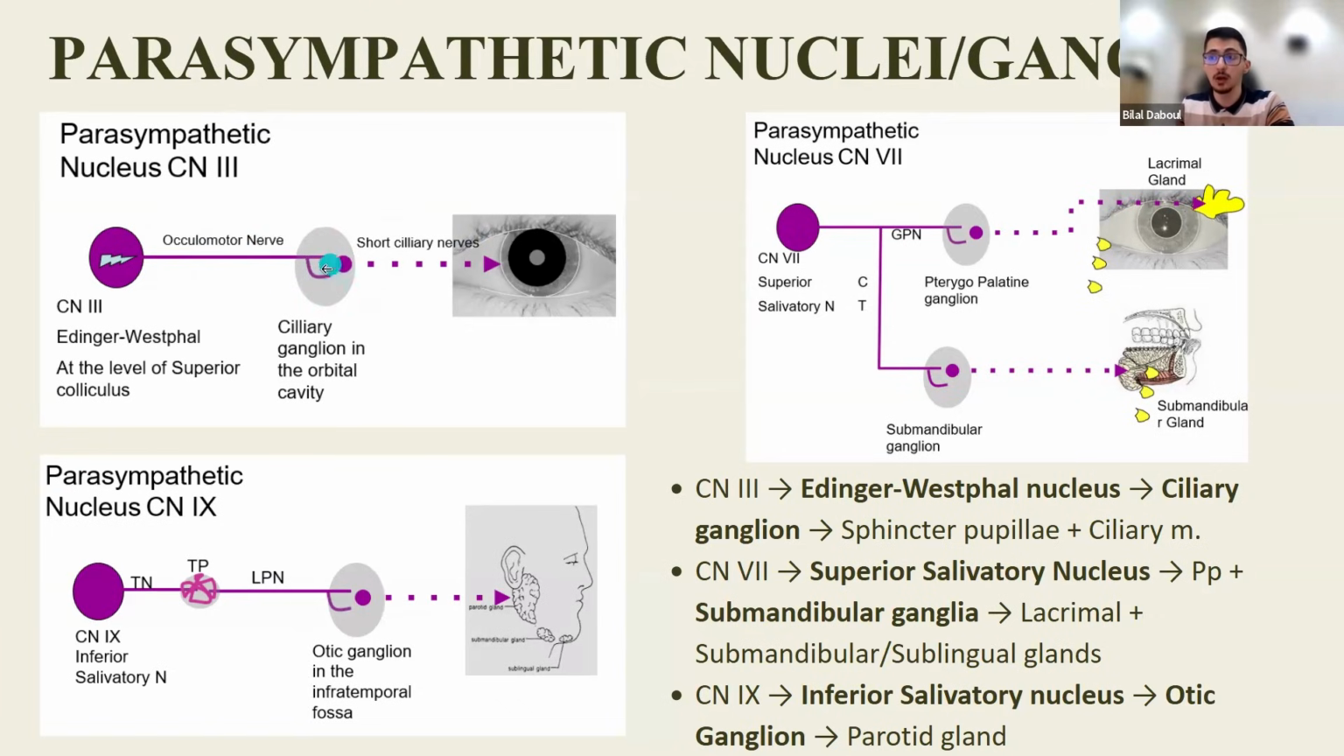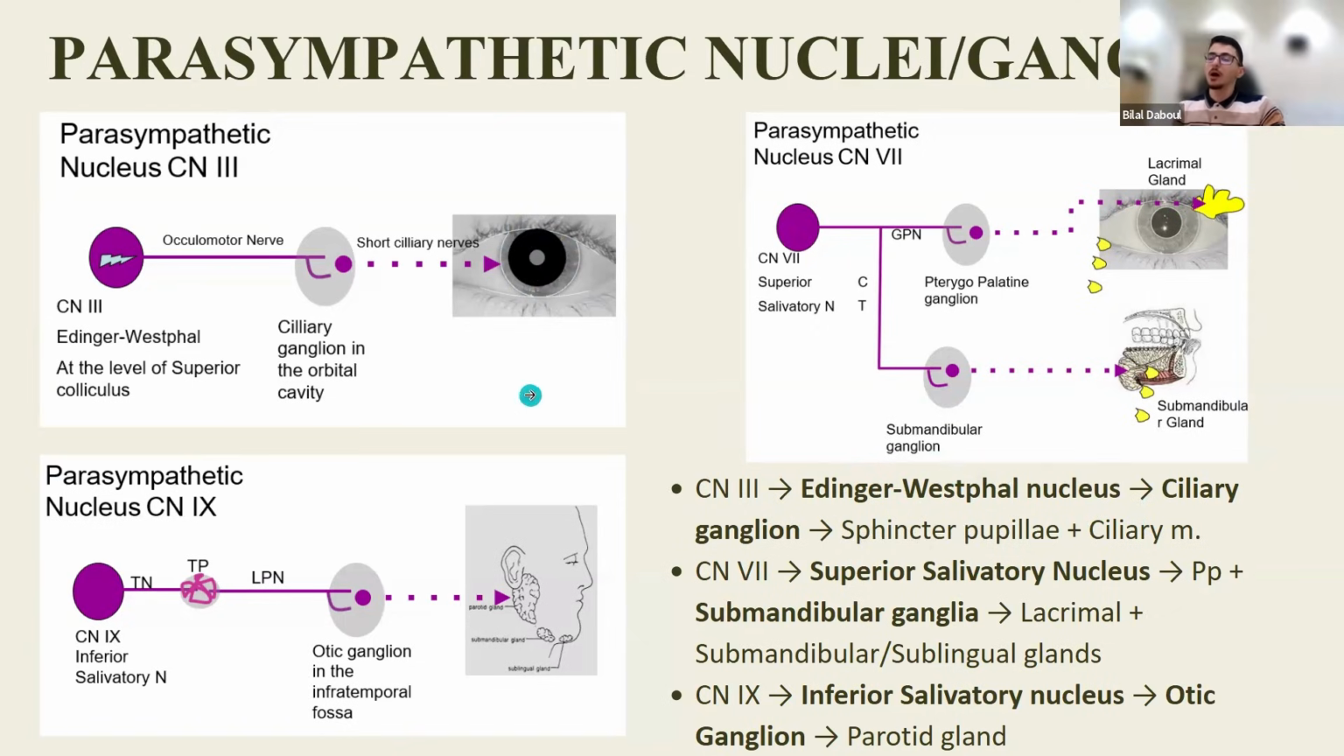The preganglionic neuron would be the oculomotor nerve, or it would actually contain GVE fibers that synapse onto the ciliary ganglion. From the ciliary ganglion, you have short ciliary nerves that innervate the sphincter pupillae muscle, leading to pupillary constriction. So cranial nerve 3, Edinger-Westphal nucleus, corresponds to the ciliary ganglion, which supplies the sphincter pupillae and the ciliary muscle. They will ask you about this definitely. What nucleus is associated with the ciliary ganglion? It would be the Edinger-Westphal nucleus.